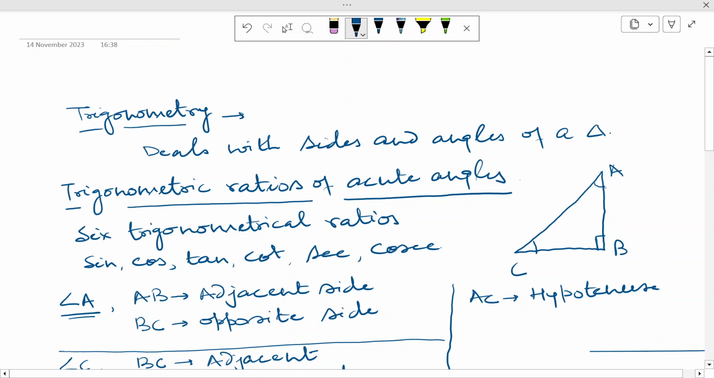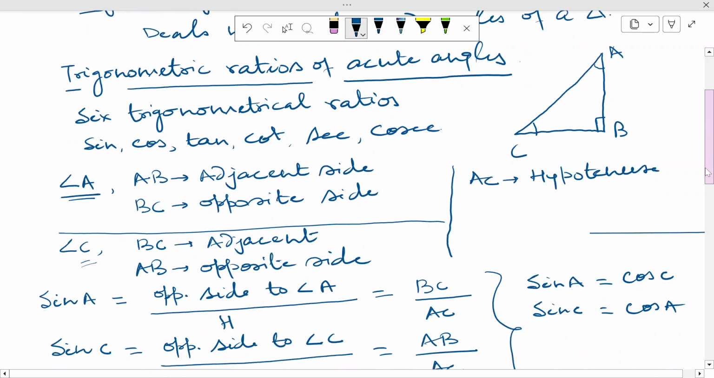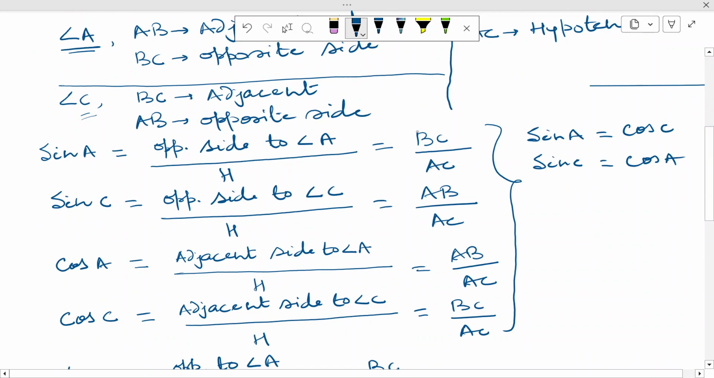For angle A, AB is the adjacent side and BC is the opposite side, but for angle C, BC is the adjacent side and AB is the opposite side. Now, the impact of this is that if you are finding the sine of angle A, that will be BC over AC, as you can see. So, sine of angle A is BC over AC, while the sine of angle C is AB over AC.